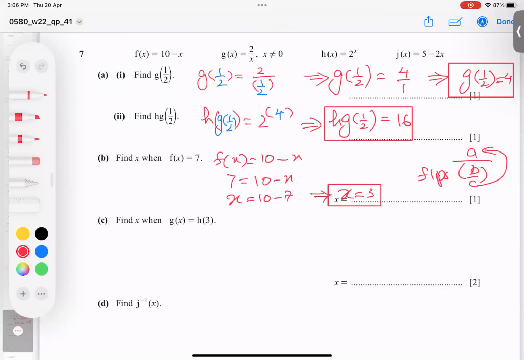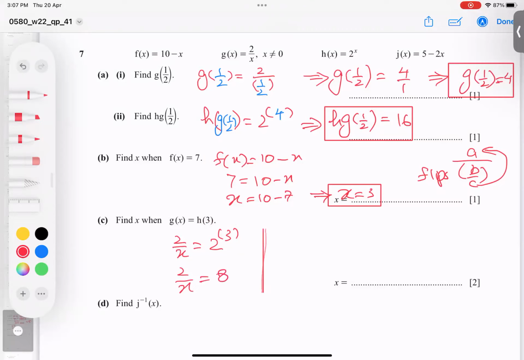Let's go for part C. So what is the technique, students? First of all, g of x is this. I will copy as it is, 2 over x. You can see it's my function. But on the right hand side, I have to plug in 3 in h. So first of all, I will copy the h function, 2 to the power x, but in the place of the empty space, I will put 3 here. Now 2 by x is equal to 2 to the power 3, which becomes 8.